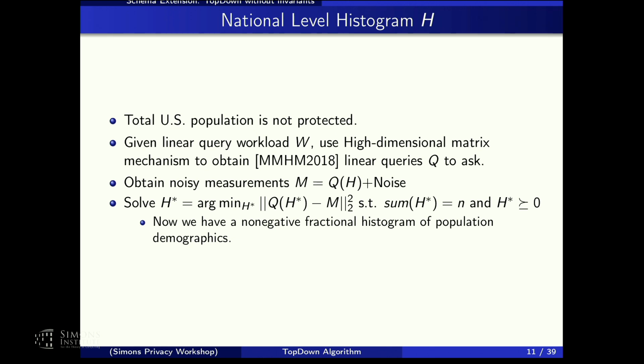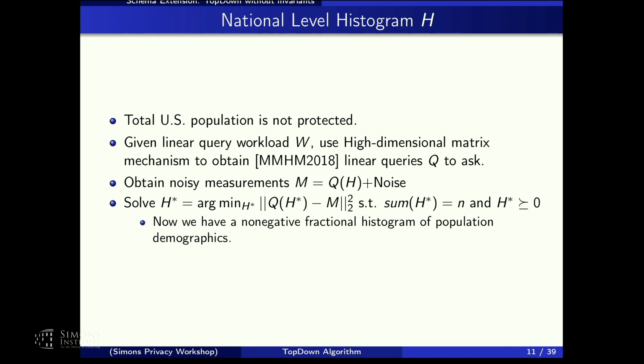Okay. All right, so the total US population is not protected, and that is a crucial part of the first step of our algorithm. So what we're going to do is take our population level true histogram. We're going to have a workload, you can think of these as the PL94 tables or the SF1 population tables. And we use a new technique called the high dimensional matrix mechanism to find out which linear queries we should ask that will allow us to estimate these answers most accurately.